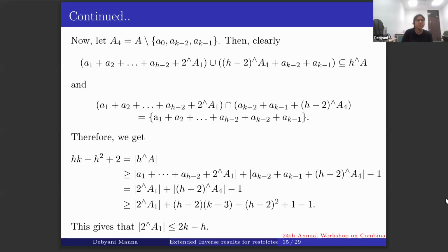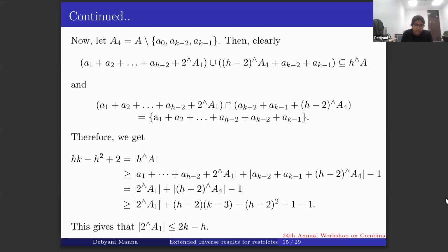Now we are choosing a4 in such a way that we are removing that a0, ak minus 2, and ak minus 1. So then clearly we are taking that h-fold thing as a1 plus a2 and so on, ah minus 2 plus 2 cap of a1, and union this h minus 2 cap a4 plus ak minus 2 plus ak minus 1. And again, this is a subset of h cap a, and they only intersect at this point, that a1 plus a2 and so on, ak minus 1. Sorry, a1 plus a2 plus so on, ah minus 2 plus ak minus 2 plus ak minus 1.